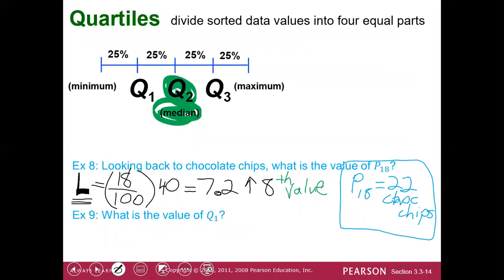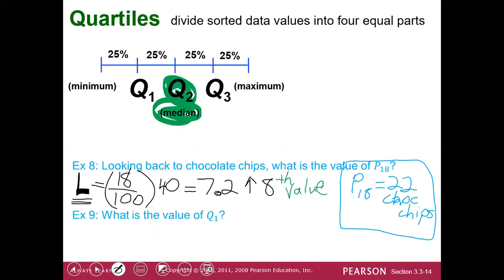So it's basically saying that 18% of the data lies below that number, or at least 18% of the data. You'll notice with percentiles, there's a little ambiguity, because if I don't have 100 data values, the percentiles are going to be kind of off.